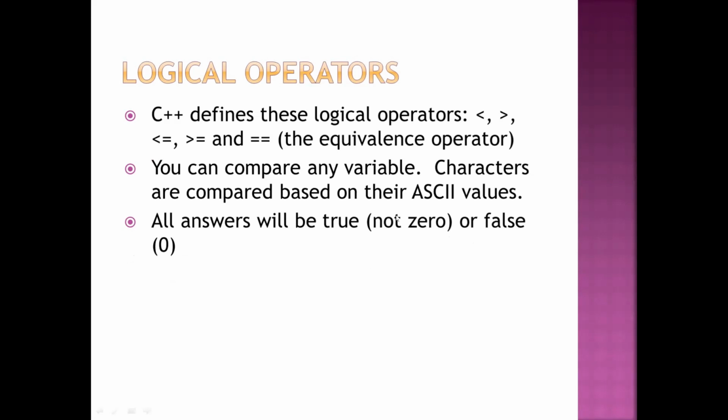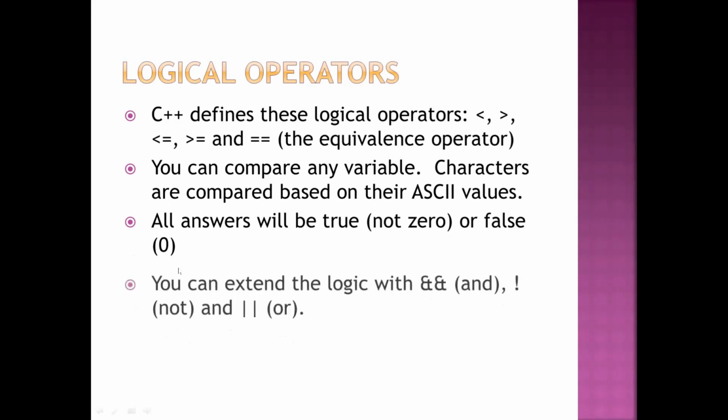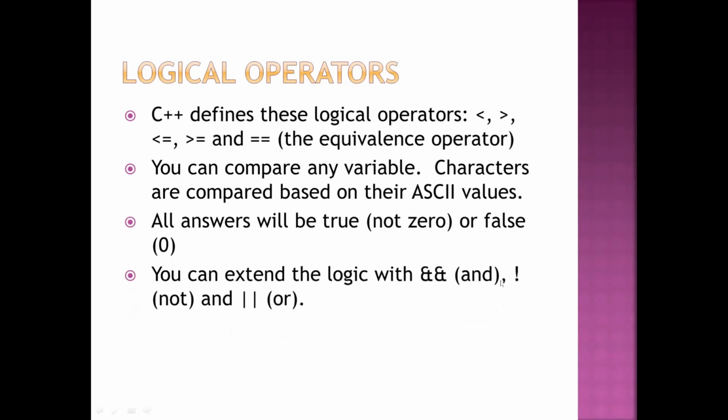So if you get true, it may be any non-zero result, and you get a false result if you get 0. You can extend the logic with and, or, not. These operators express the relationship between numbers or values, for example whether this value is greater than or equal to another. It shows the relationship between the numbers. And when you check whether it is greater than or equal to the other number, the answer is either yes or no, true or false, 1 or 0.